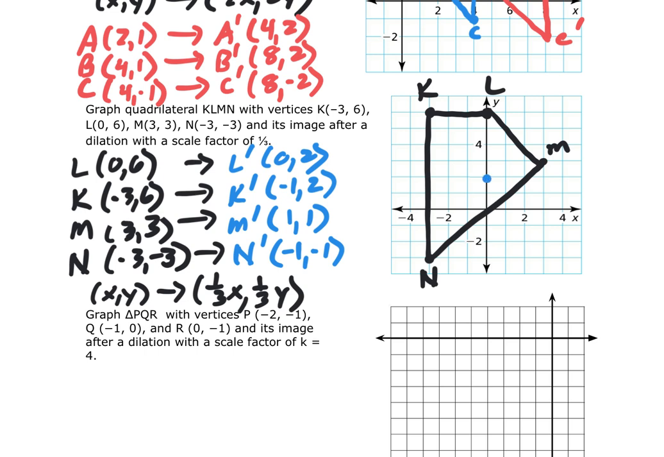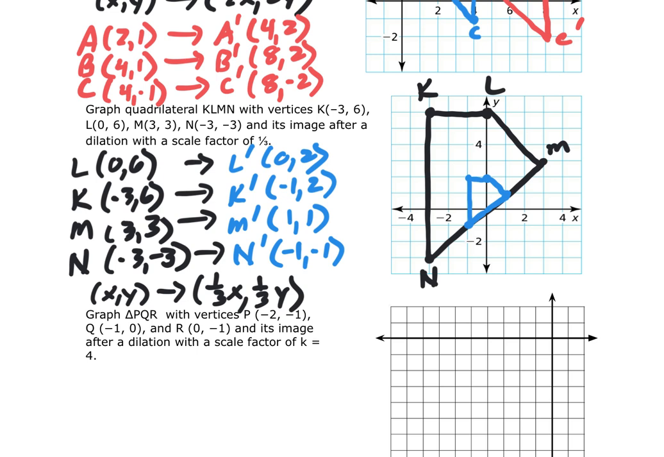0, 2, negative 1, 2, 1, 1, negative 1, negative 1. Okay, it's quite a bit smaller. Now watch what happens here.